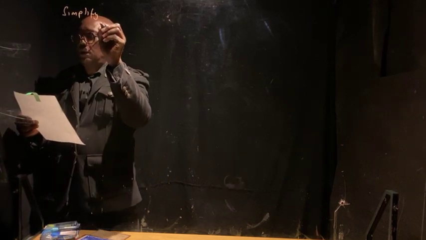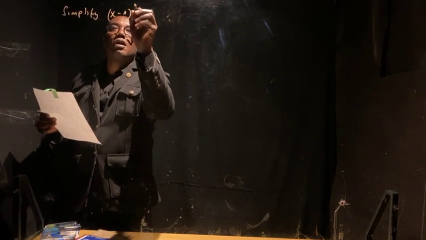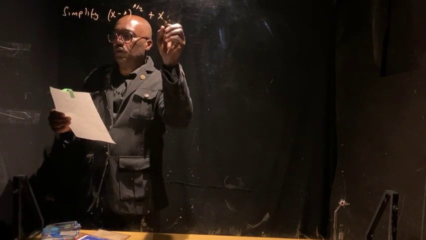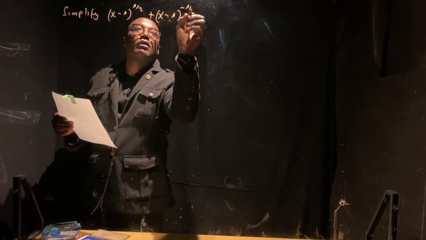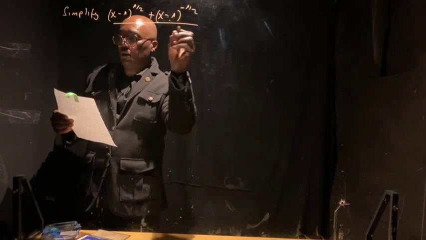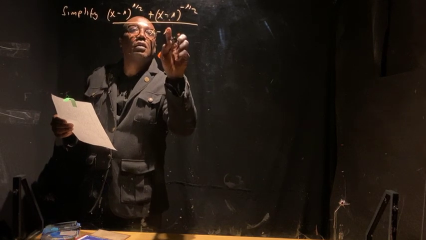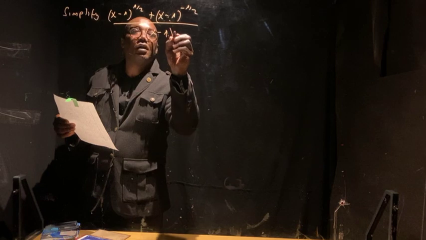It says, simplify x minus 1 raised to the power half plus x minus 1 raised to the power negative half, all over x minus 1 raised to the power half.